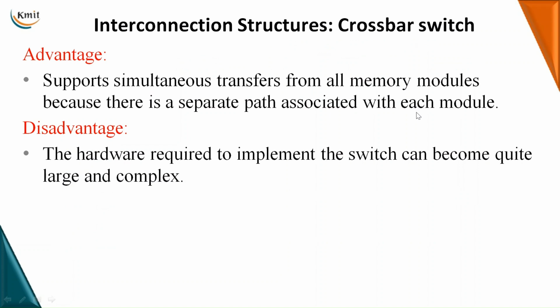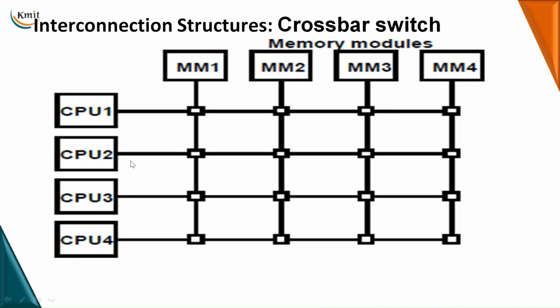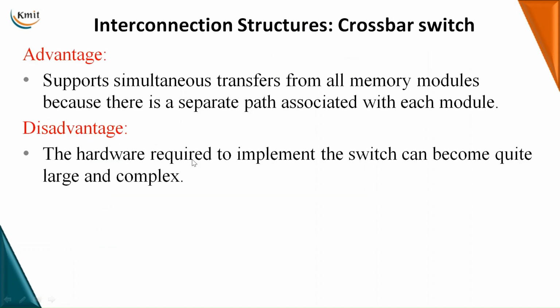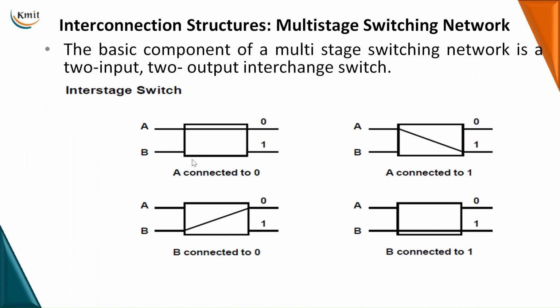Coming to the advantages and disadvantages of a crossbar switch, it supports simultaneous transfers from all the memory modules because there are separate paths associated with each module. From each CPU to each memory module, it goes through a separate path. So it supports simultaneous transfer, which is the advantage of the crossbar switch. Coming to the disadvantages, the hardware required to implement the switch is quite large and complex.